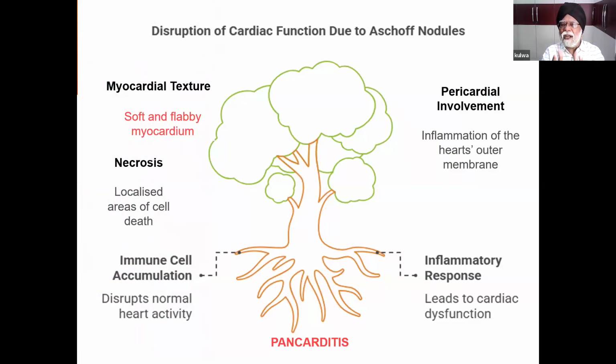If the myocardium does not contract, the heart will not function properly, so there may be congestive cardiac failure in severe cases. Death in rheumatic heart disease is only due to this cause. Otherwise, there is no death. The patient suffers a lot, but death does not take place unless this complication is there. So there is pericardial involvement. I told you sometimes there is inflammation and immune cell accumulation. So the antibodies are going there, and this accumulation of immune cells disturbs the normal harmony of the myocardium.